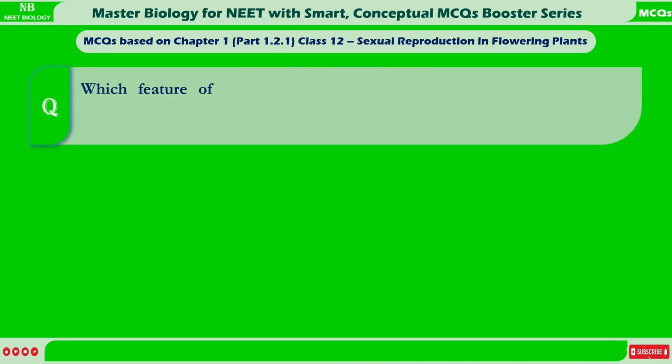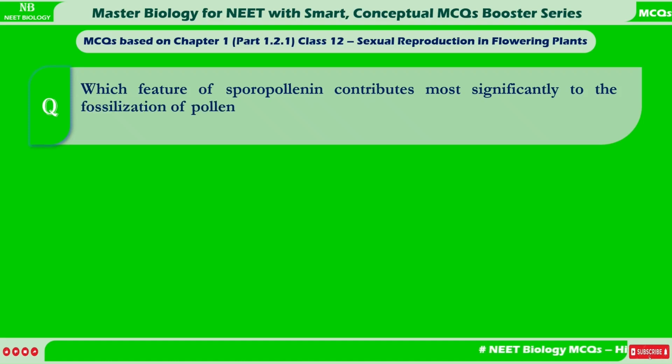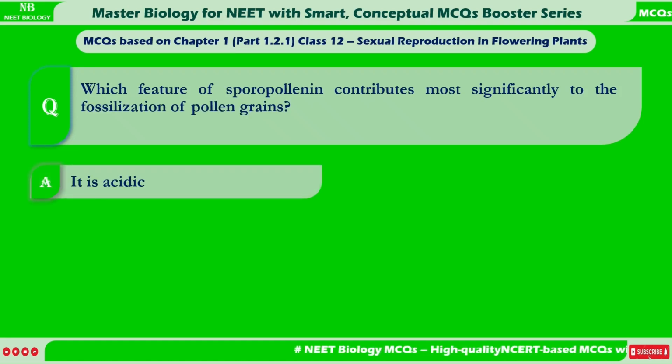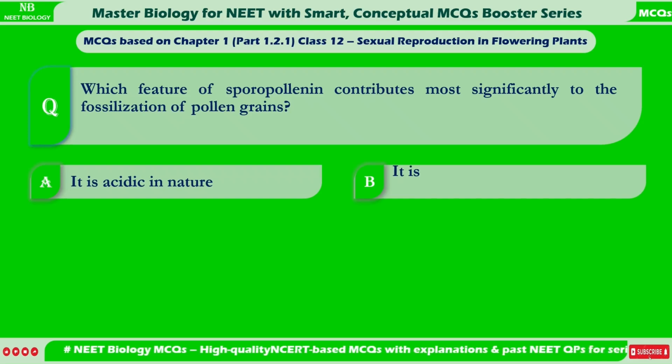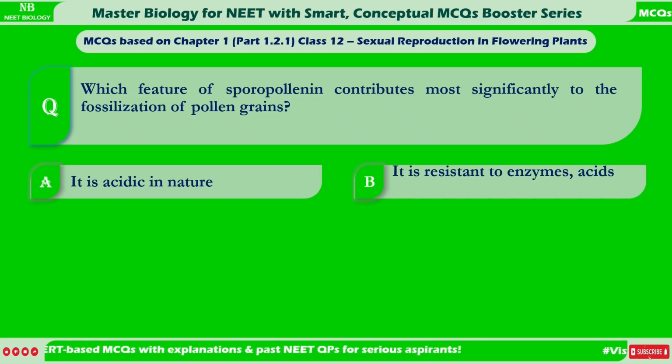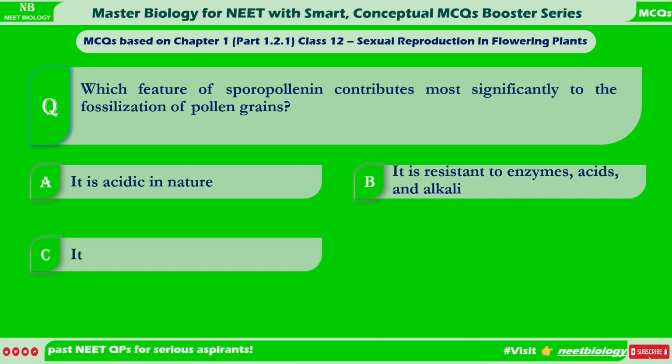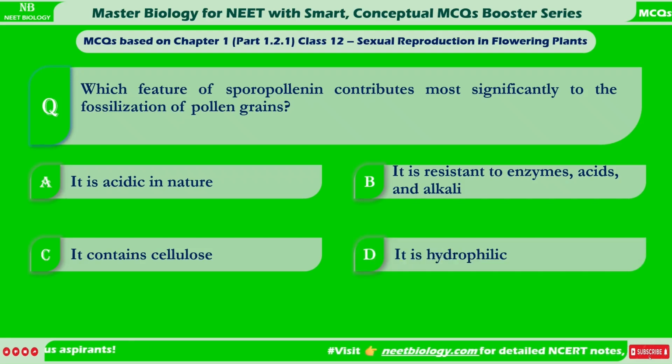Which feature of sporopollenin contributes most significantly to the fossilization of pollen grains? A. It is acidic in nature. B. It is resistant to enzymes, acids, and alkali. C. It contains cellulose. D. It is hydrophilic.